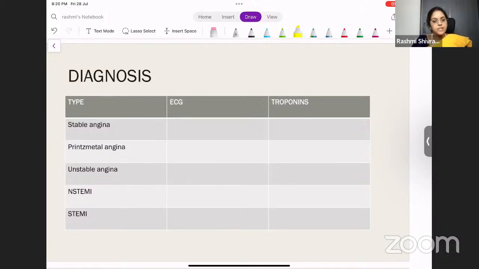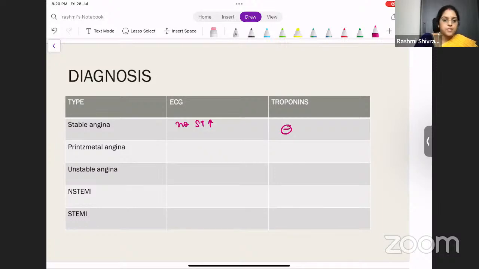So what happens in a stable angina? I told you there is only minimal occlusion. It is not a near total occlusion or a total occlusion. So there is no ST elevation. What happens to the troponin? There is no infarction, so the troponins are not released. The troponins will be negative.